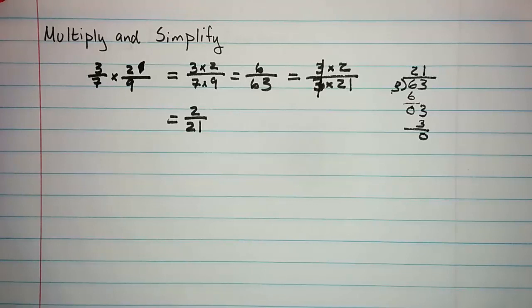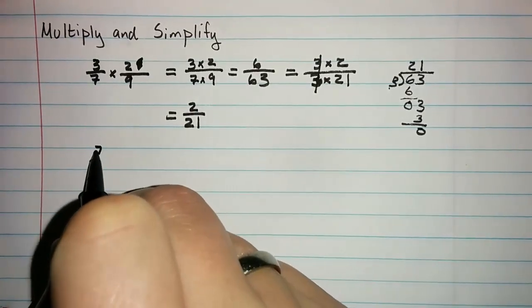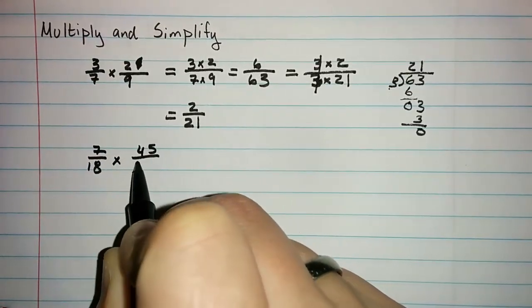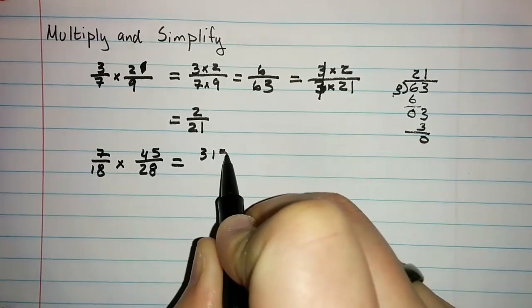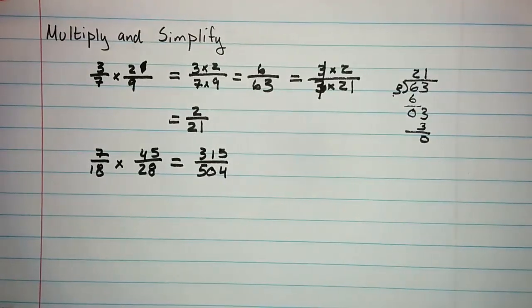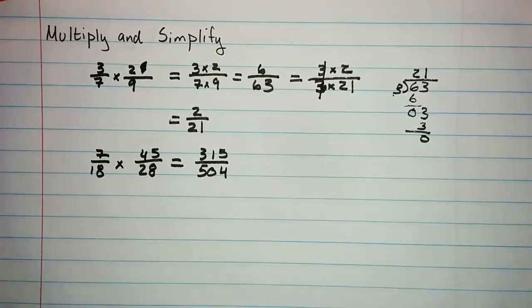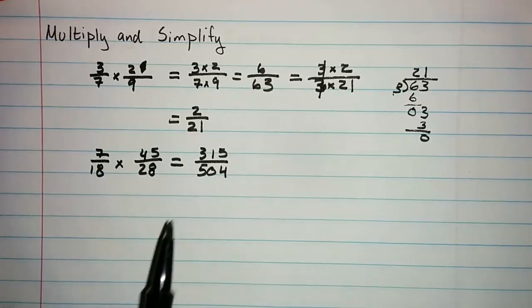But sometimes we encounter a multiplication problem where the numbers are huge. For example, in the last video, we saw that 7/18 times 45/28 gave us 315/504ths. Who's excited about the idea of trying to find a common factor of 315 and 504? That's right, nobody. But look, we already know part of the factorization of each of these two numbers.